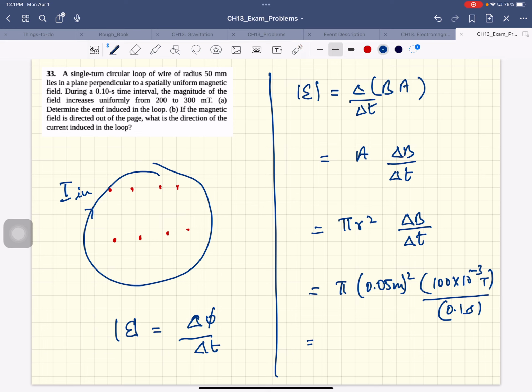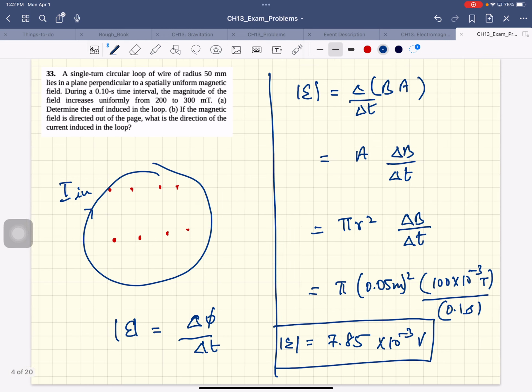7.85 times 10 to the minus 3 volts. So the induced EMF is 8 millivolts. Any questions on that?